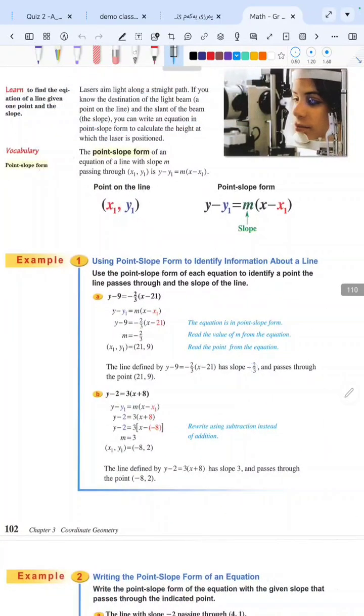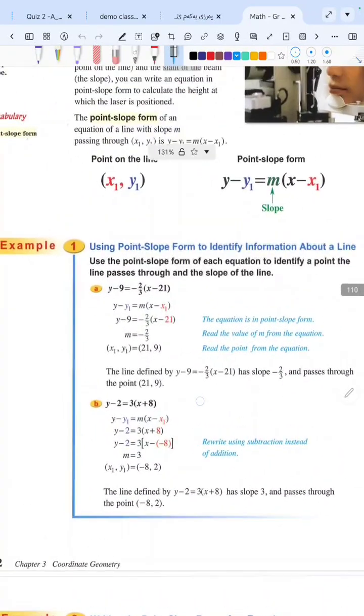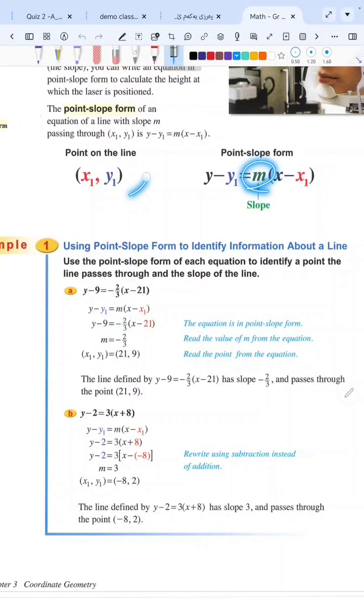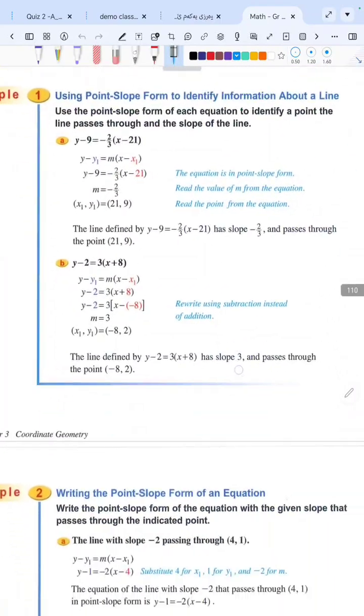Okay, the first one: the equation is given. They give us the equation, and they ask for what? Slope and points. They ask for the slope and the point x1 and y1. Okay, let's solve some examples.